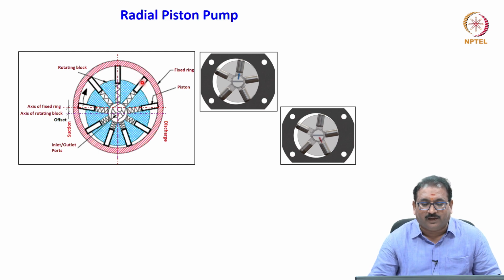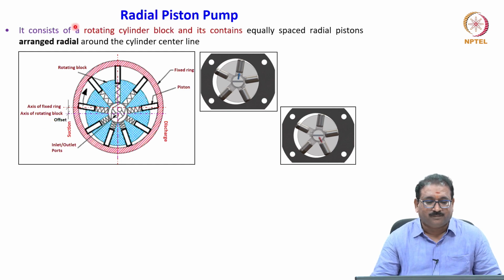Then when it rotates in the other half, the pistons will be pushed in. During pushing, discharge will take place. Please note here, the inlet and outlet ports are here. I have shown the same figures here. Always there is an offset between the axis of the fixed ring and the axis of the rotating cylinder block.